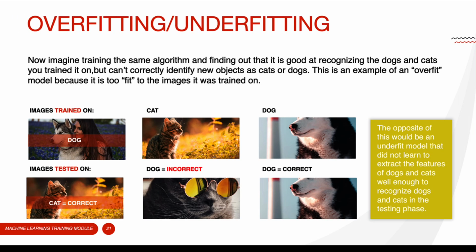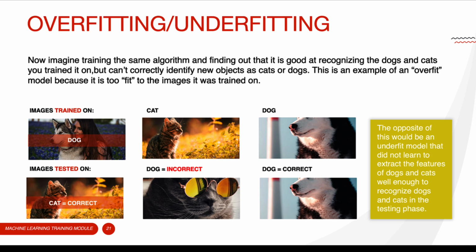Now imagine training the same algorithm and finding out that it's good at recognizing the dogs or cats you trained it on, but can't correctly identify new objects as cats or dogs. This is an example of an overfit model because it is too fit to the images it was trained on. Let's see this visualized below.